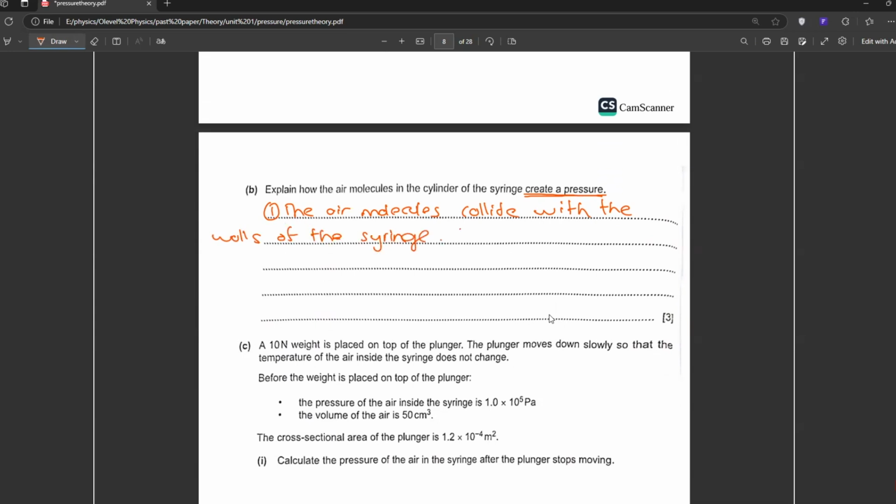Okay. These collisions produce force, and the force per unit area gives rise to pressure. Simple. The air molecules collide with the walls of the syringe. These collisions produce force, and the force per unit area gives rise to pressure.